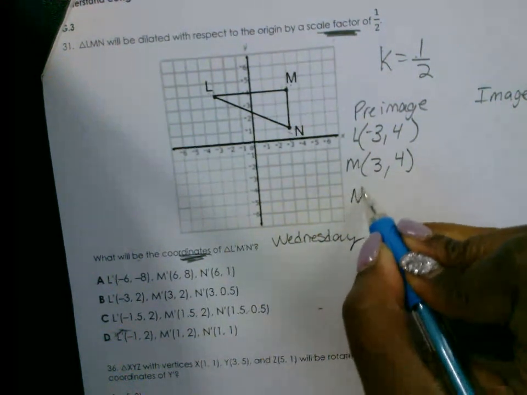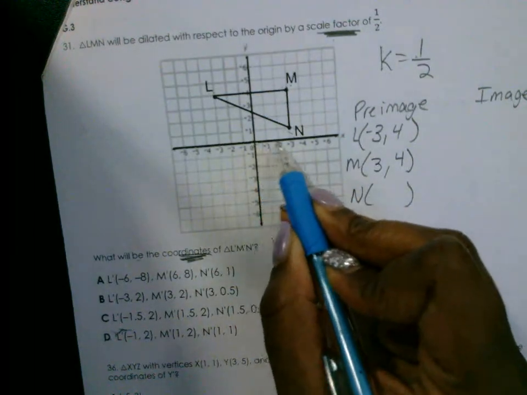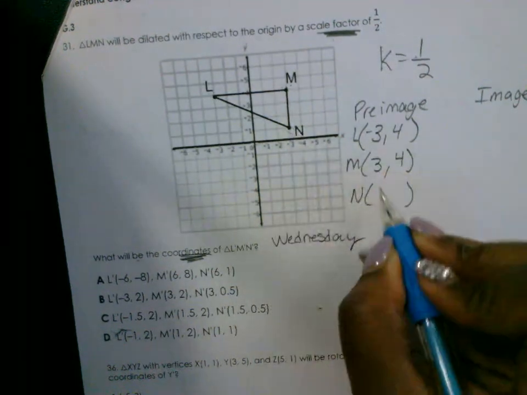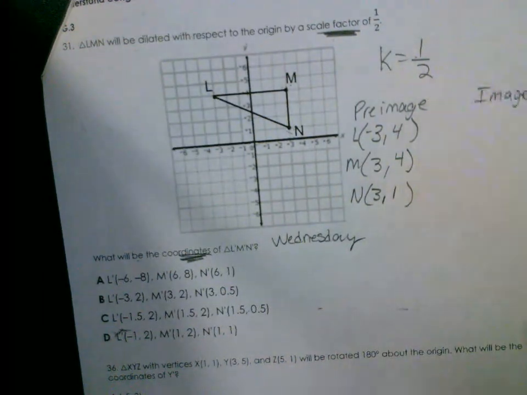Let's write our ordered pair for N. What is the ordered pair for N? 3 and 1. Very good. We went over to the right 3 and up 1. So it's 3, comma 1. This is my pre-image before the move.